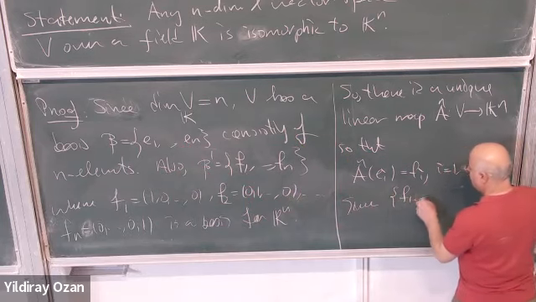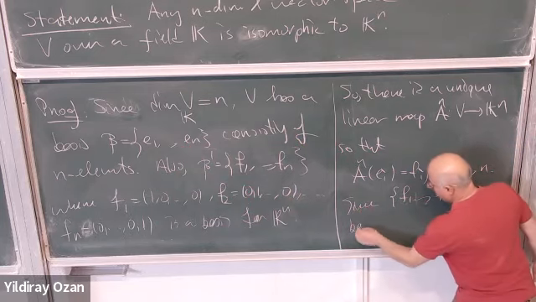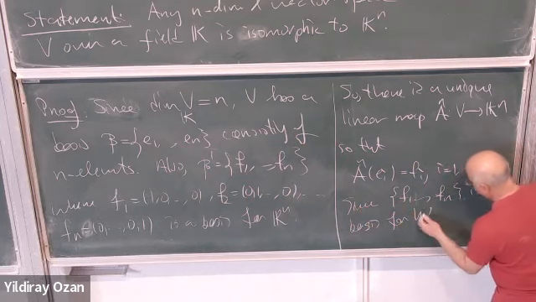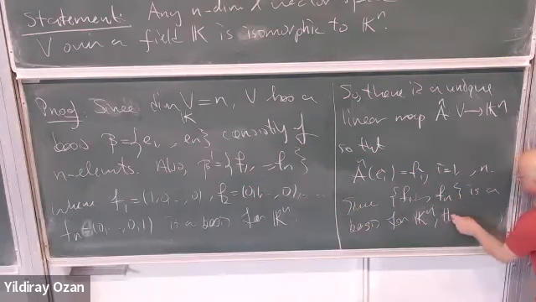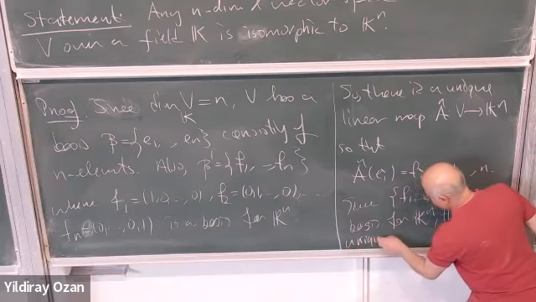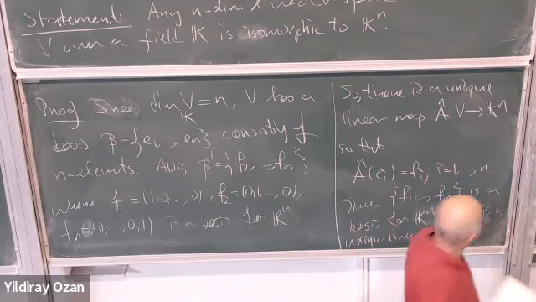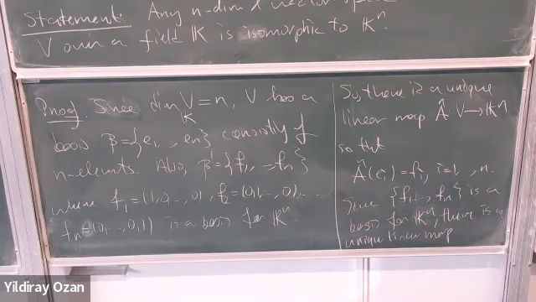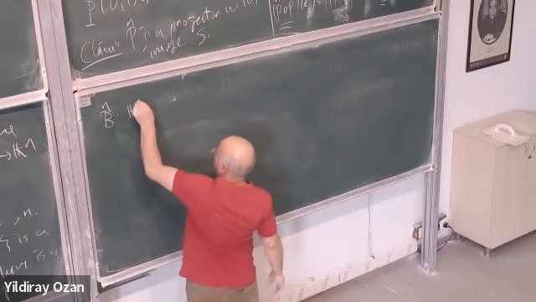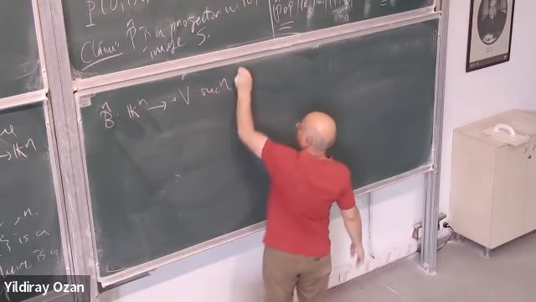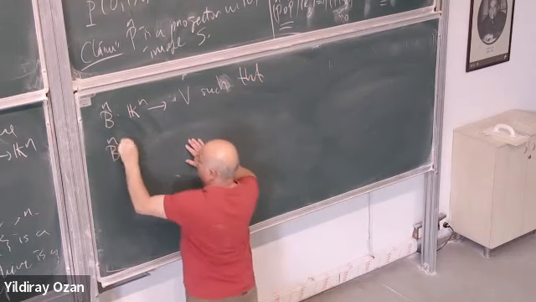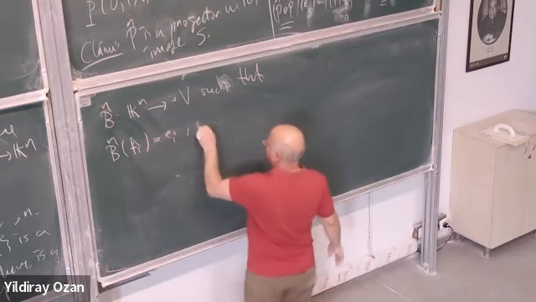Since F1 up to Fn is a basis for W, or K^n, there is a unique linear map, let's say B hat from K^n to V such that B hat of Fi is equal to Ei.